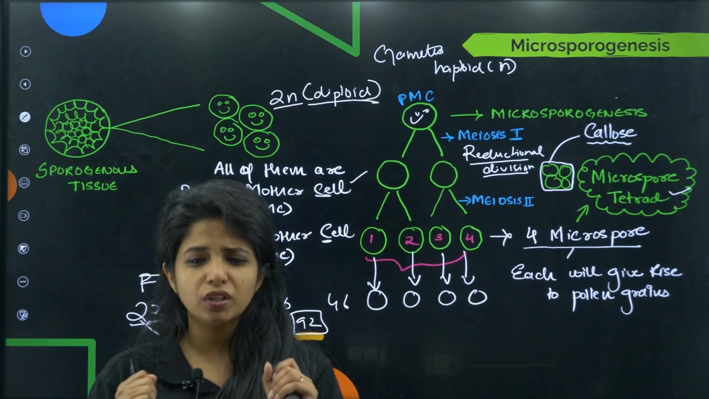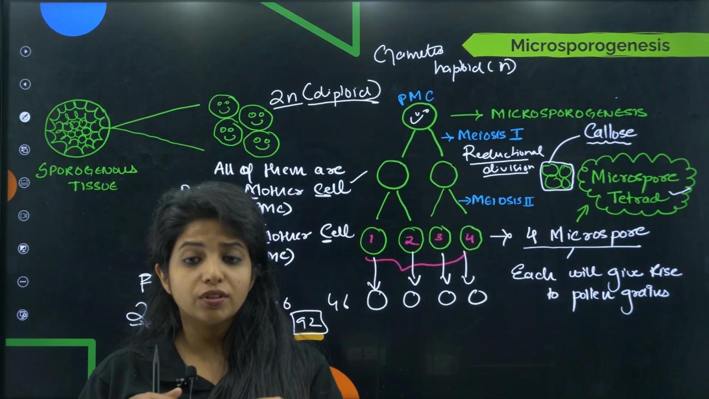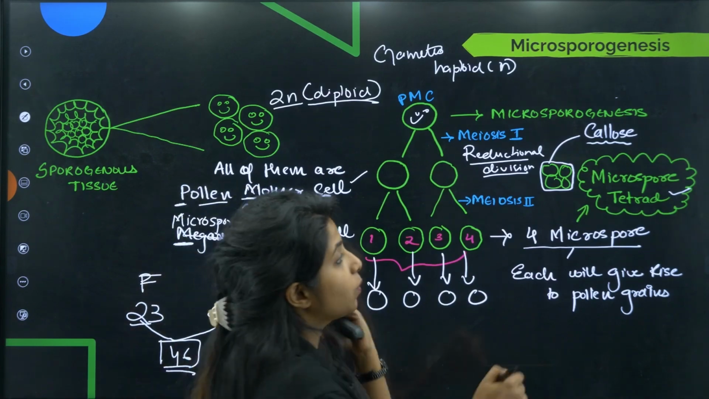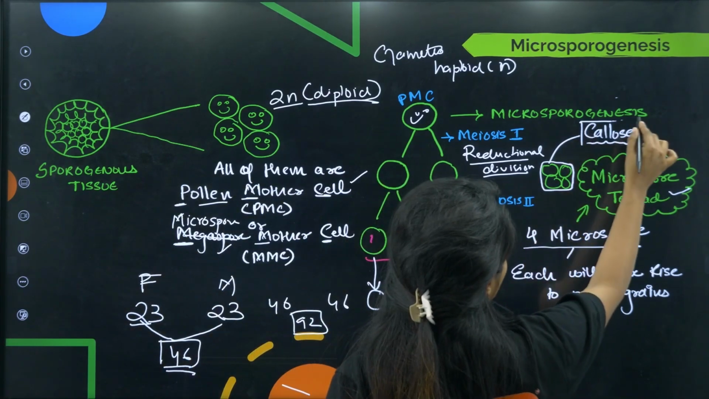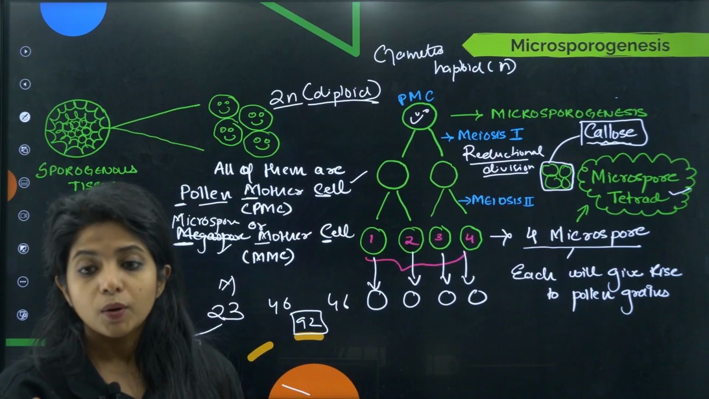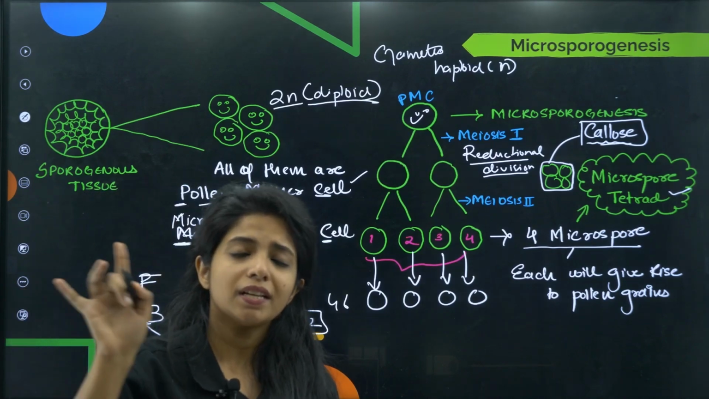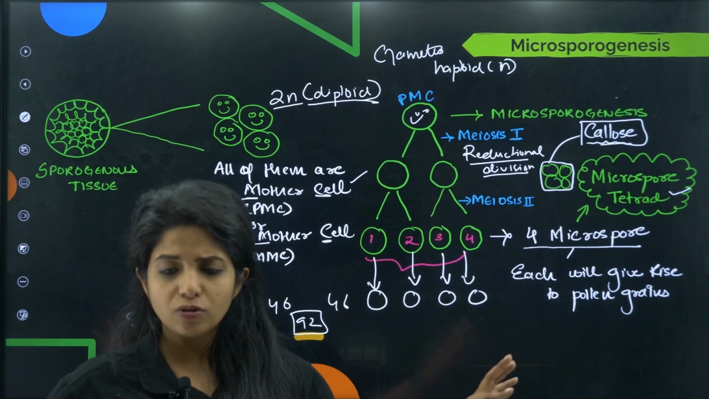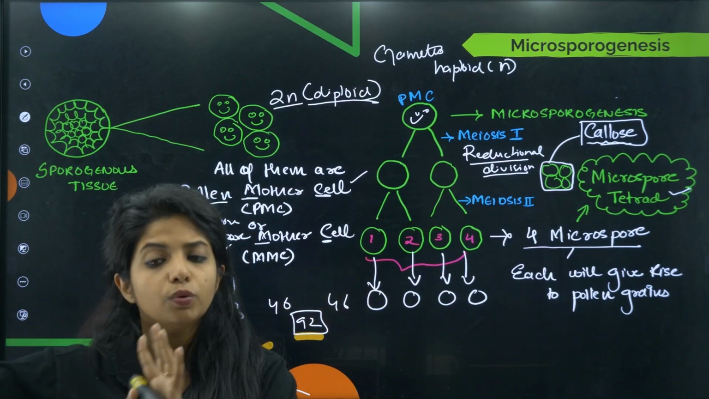Now these microspores feel that they are in a new world, so they have to be protected. They are protected with the help of another thing which is known as callose. Please remember it. Now there is an enzyme known as callase which breaks this callose down later on. That's a later process, we don't need to go deep into that.